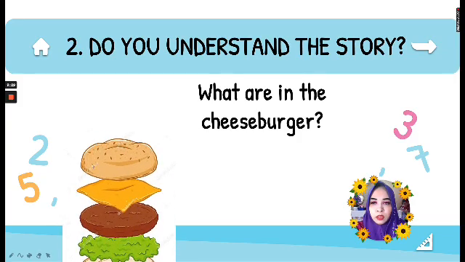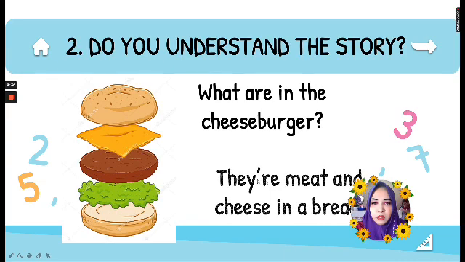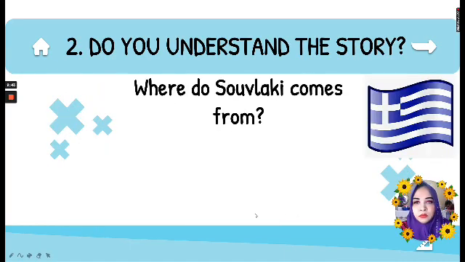Let's take a look. There's a bread. What is inside the bread? It says some cheese and meat. So there are meat and cheese in the bread. Correct. Okay, next question. Where does souvlaki come from?